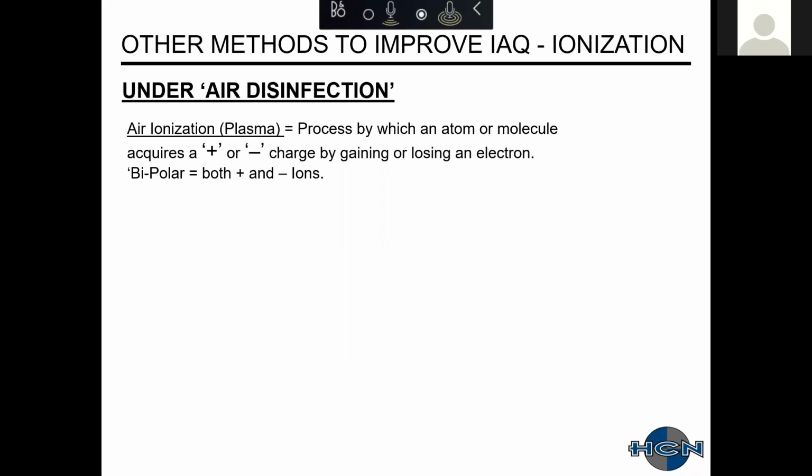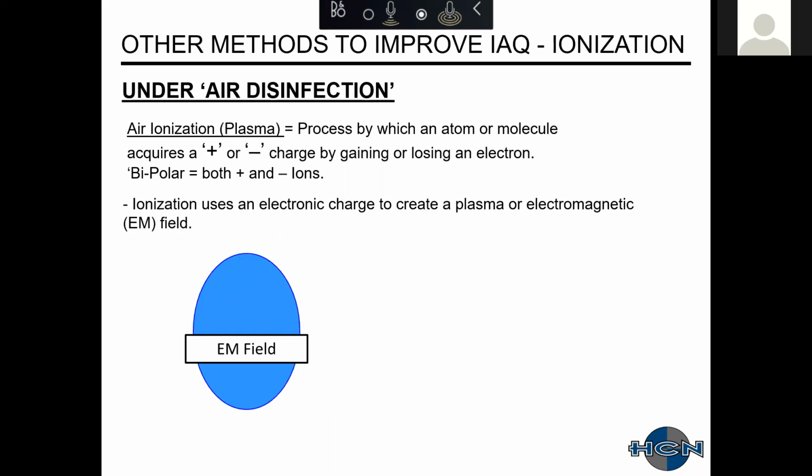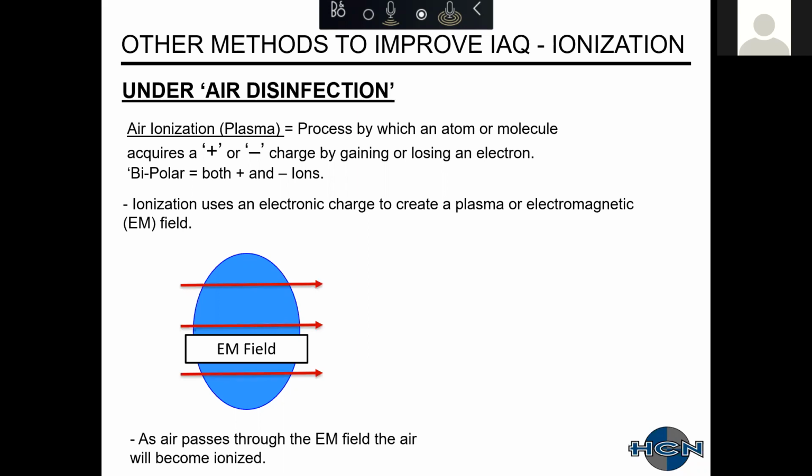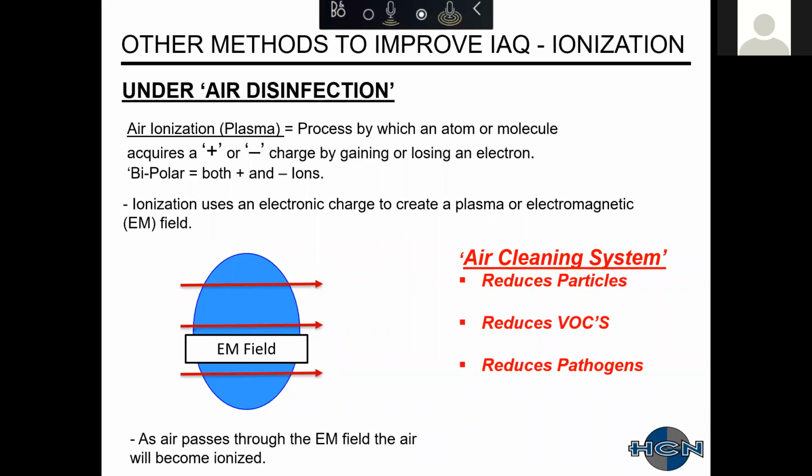Other ways to improve your indoor air quality, back to air disinfection. Everybody's familiar with air ionization. This is a process by which atoms or molecules acquire a plus or minus charge. Bipolar means that you have both positive and negative ions. So here's a cutaway view. Ionization uses an electrical charge to create a plasma or electromagnetic field. And as the air and particles pass through the field, they become ionized. And then with this air cleaning system, from multiple manufacturers, they reduce particles, they reduce VOCs, and they reduce pathogens.